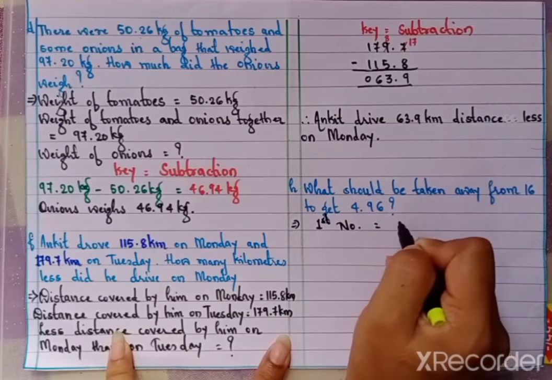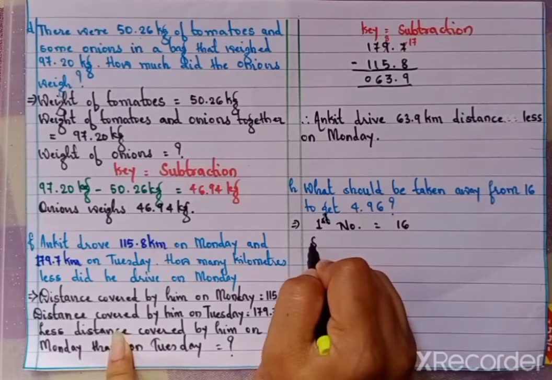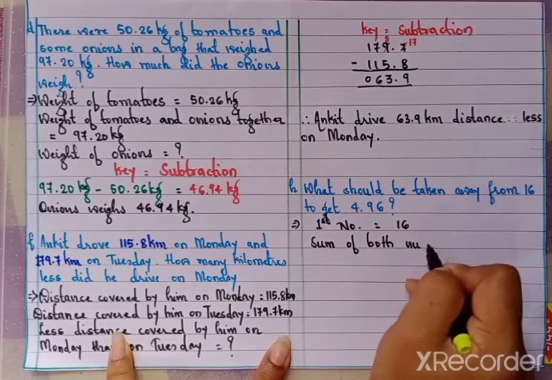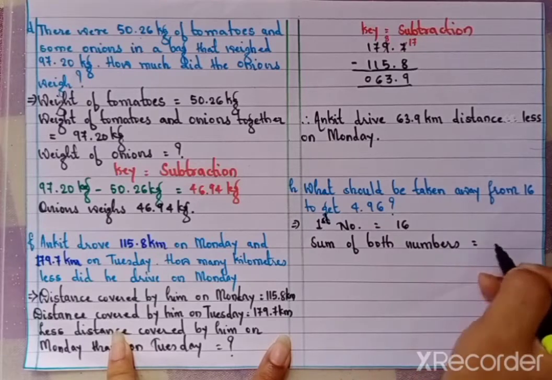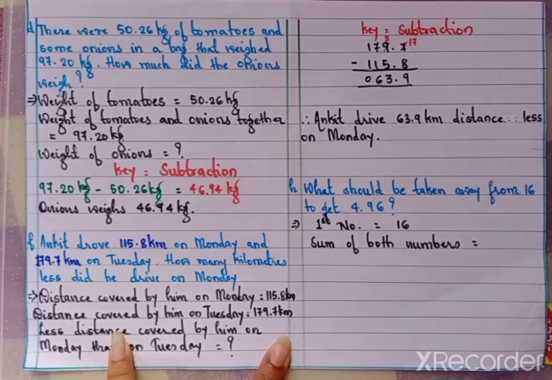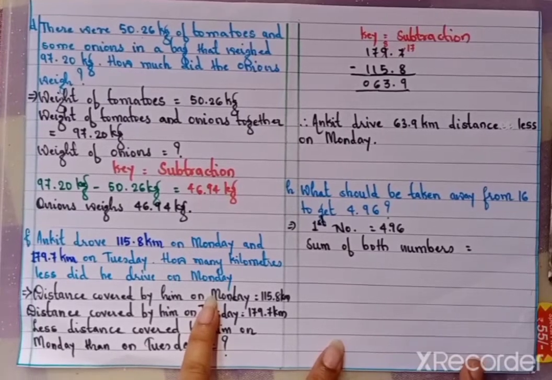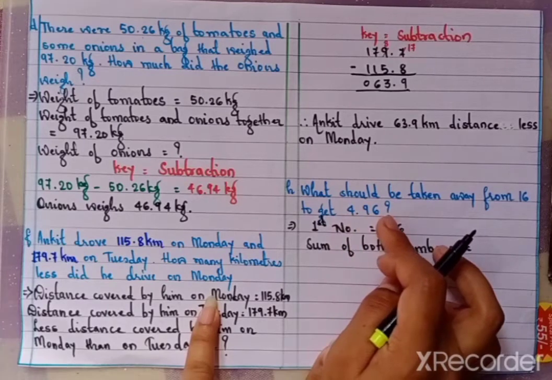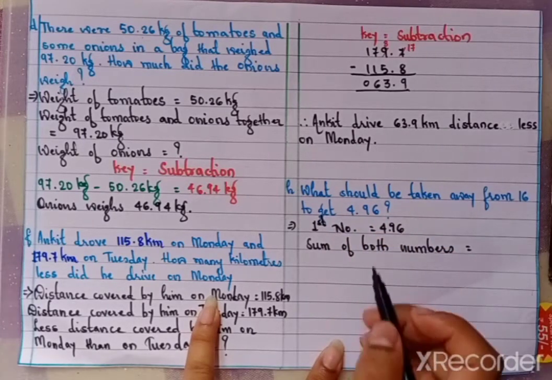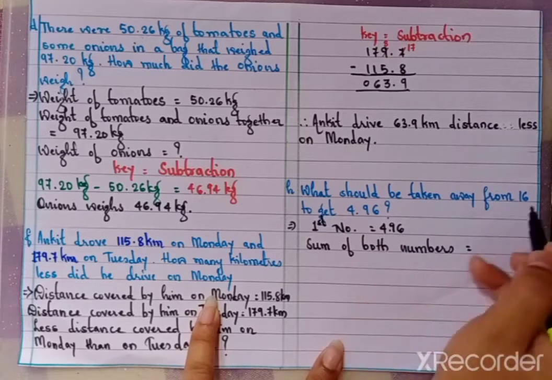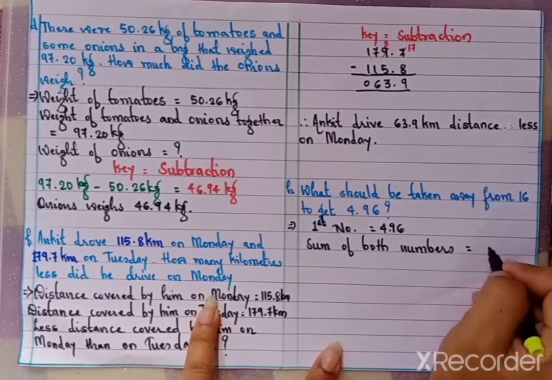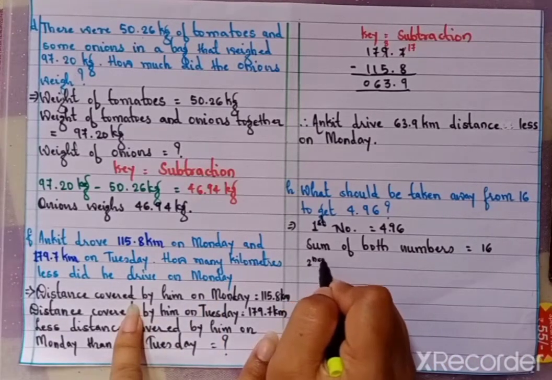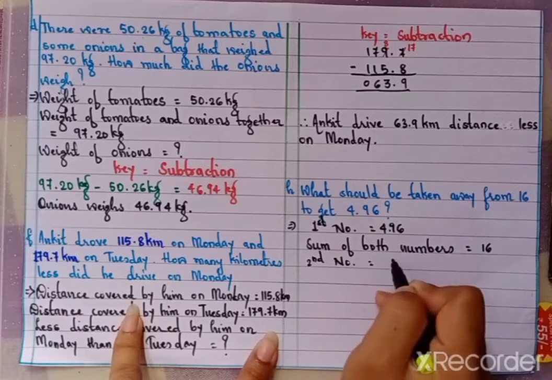First number equals 16. Sum of both numbers is, so here we are going to solve the next problem. What should be taken away from 16 to get 4.96? So indirectly they have given the first number as 4.96 and the sum of both the numbers as 16, and we have to find the second number. So second number equals question mark.